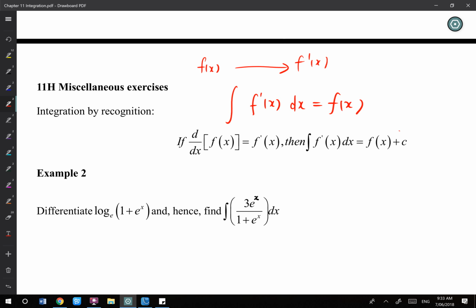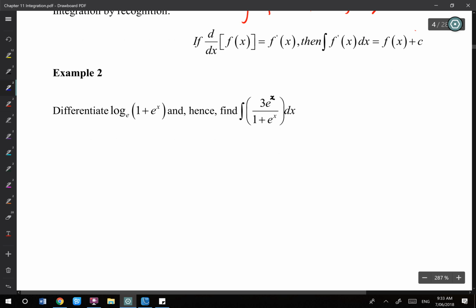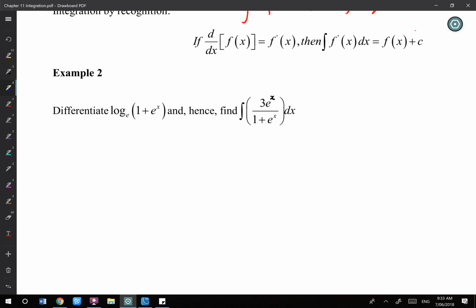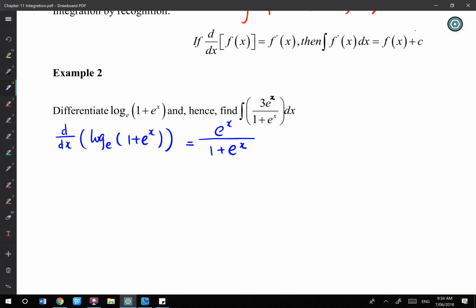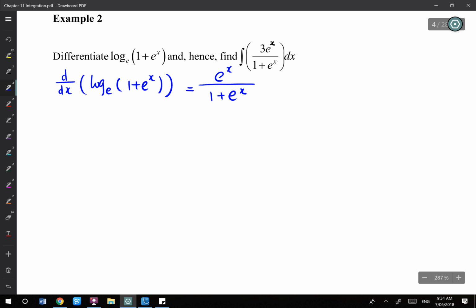So let's just have a look at example 2. Differentiate log_e(1 plus e^x). You know differentiating log gives g'(x) over g(x). So d/dx of log_e(1 plus e^x) will give you e^x over 1 plus e^x. Okay, that's something I know, g'(x) over g(x). Yesterday you should have that already.